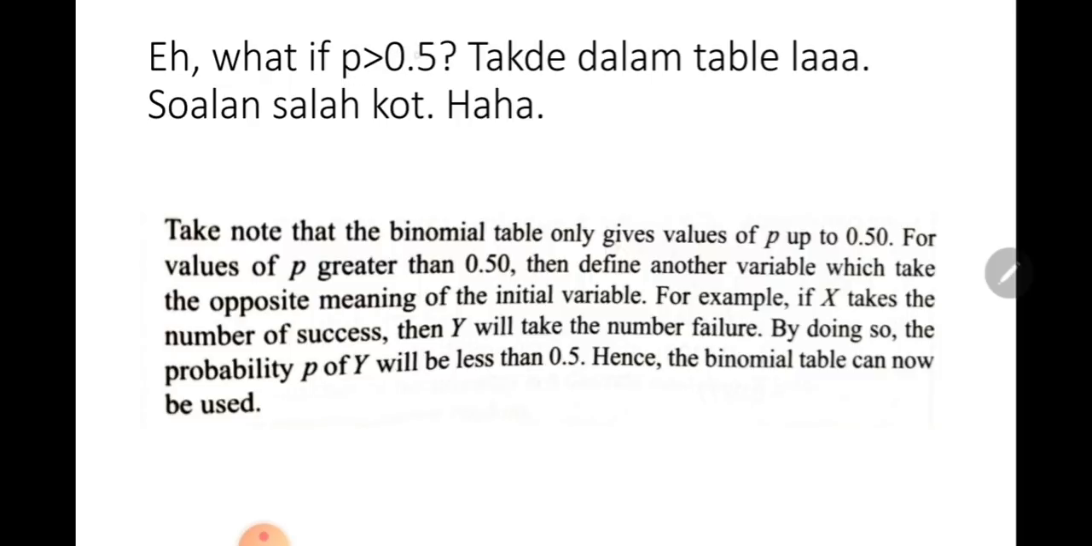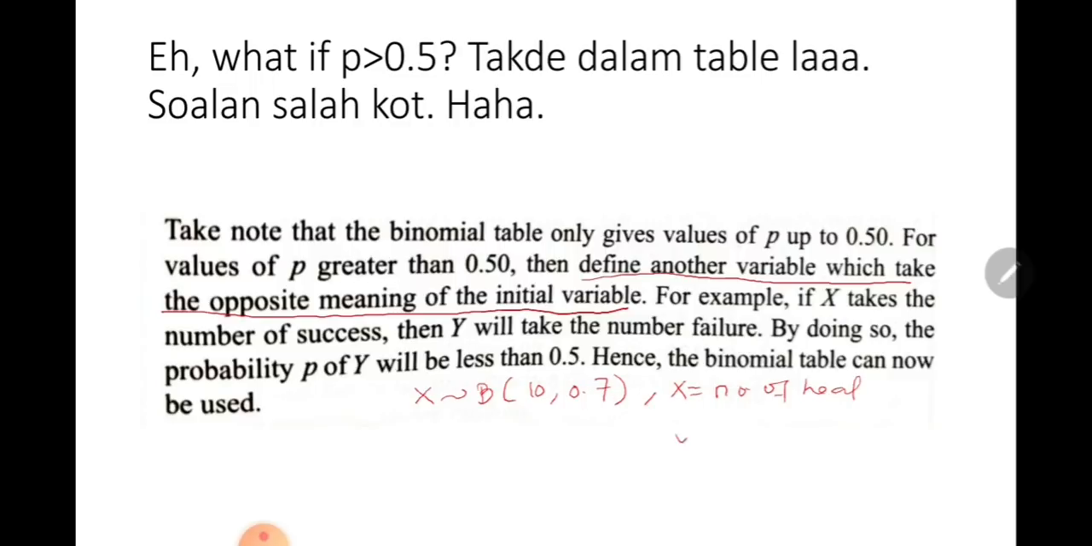If p is greater than 0.5, what we can do is define another variable which takes the opposite meaning of the initial variable. So for instance, we have X. X follows binomial with n 10 and p is 0.7. Okay, so we can always have another variable Y. Say X is the number of heads. So p is actually the probability of success, or probability of getting the head.